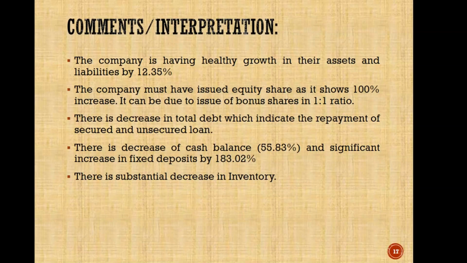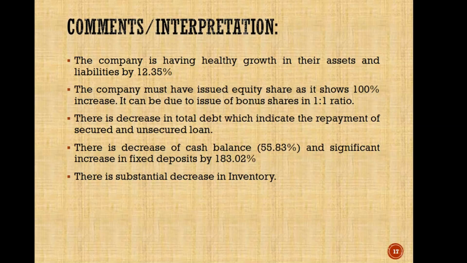So here, the first comment is concerned with the asset and liability total. The company is having healthy growth in their assets and liabilities by 12.35%, which at the end we have seen, that 12.35% change is in liability as well as in asset total. So that is a good sign. So we have to highlight this particular aspect that yes, the company has increased its assets as well as liabilities.